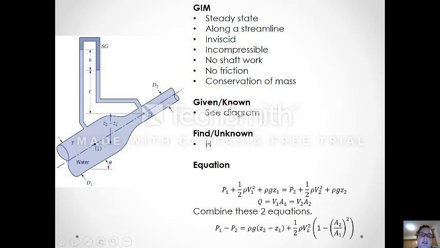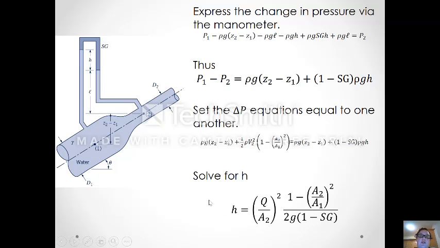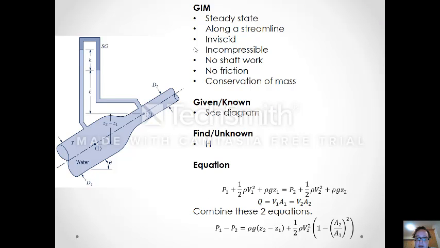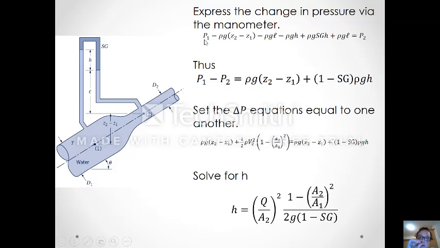Now, known, you can see here I've just said see diagram. That would be allowed, but only in the instances in which you actually add the information to your diagram, or if it's all variables. You need to find H, and here are my equations. Here's Bernoulli's, here's conservation of mass, and combine those two equations and you come up with this expression down here. And then also, here's the third equation, your manometer equation. So let's take a look at my manometer equation.